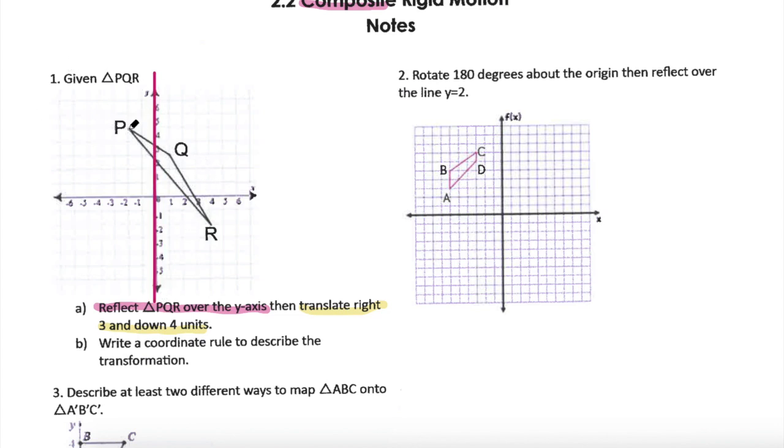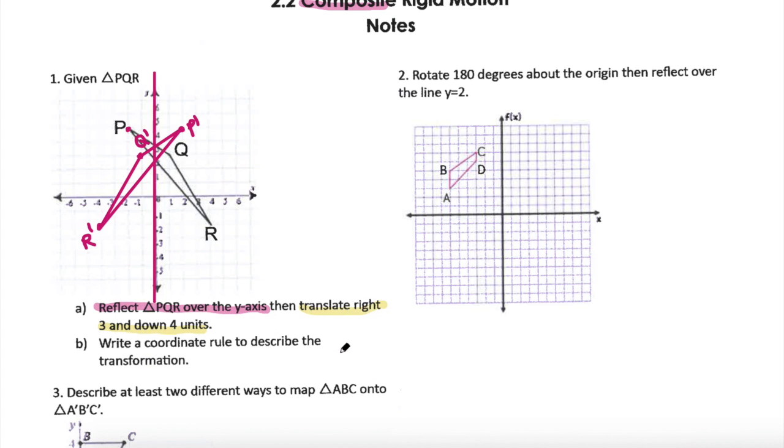So if point P is 2 units to the left of the y-axis, then P prime will be 2 units to the right. So there will be P prime. Point Q is 1 unit to the right, so Q prime will be 1 unit to the left. And point R is 1, 2, 3, 4 units to the right, so R prime is going to be 4 units to the left. And once we have graphed the points of our image, we can go ahead and connect those to make our triangle. So what we have here is our first image, which is triangle P prime, Q prime, R prime.